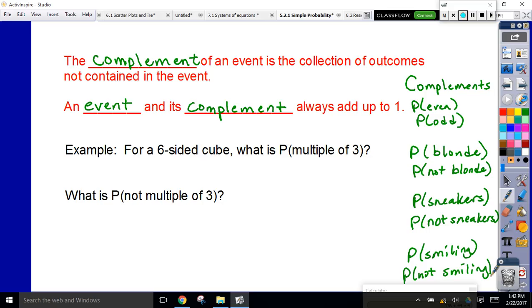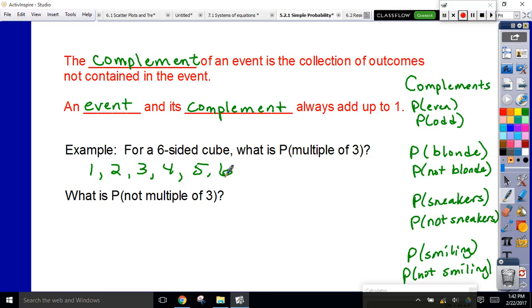Okay. For a six-sided cube, let's find the probability that you're going to get a multiple of 3. Let's see what the numbers are that we could get. We could get 1, 2, 3, 4, 5, 6. How many of those numbers are multiples of 3?